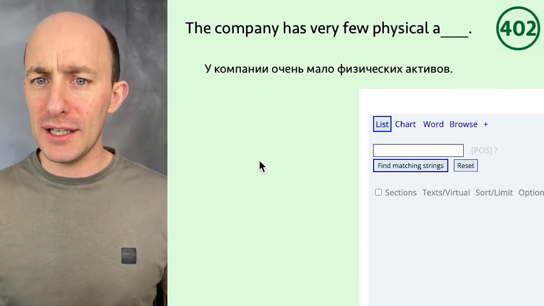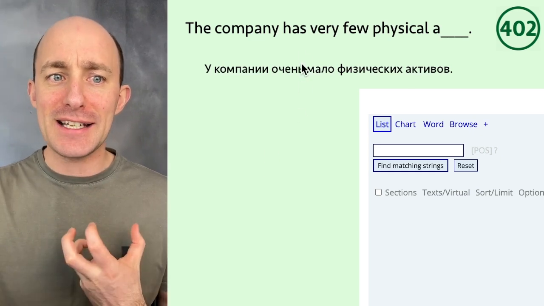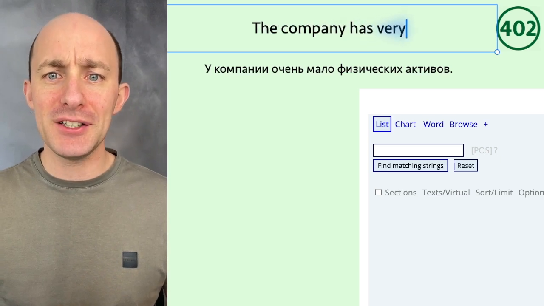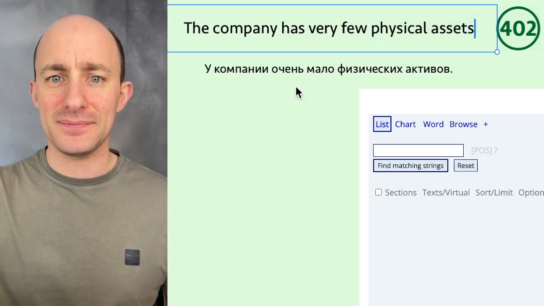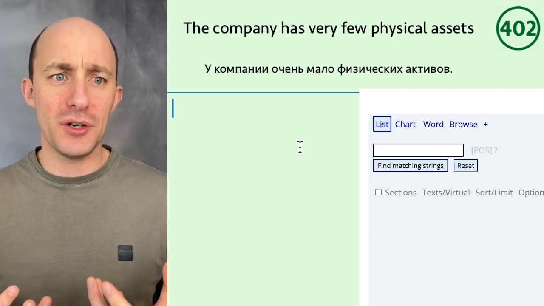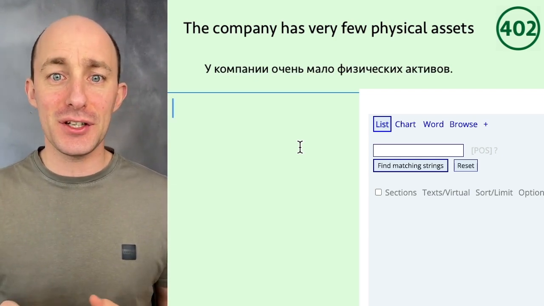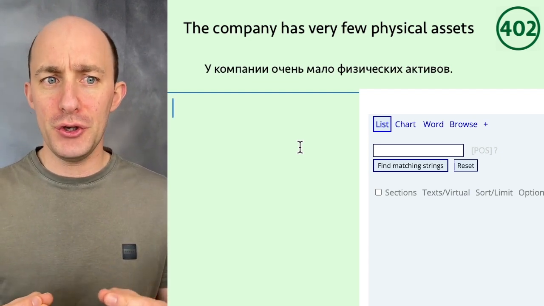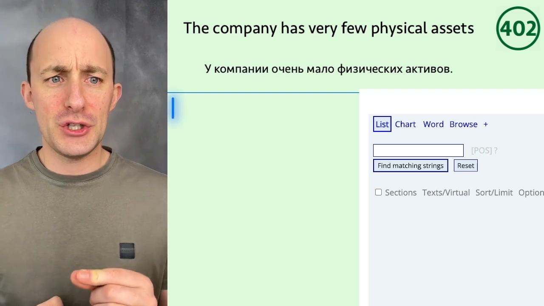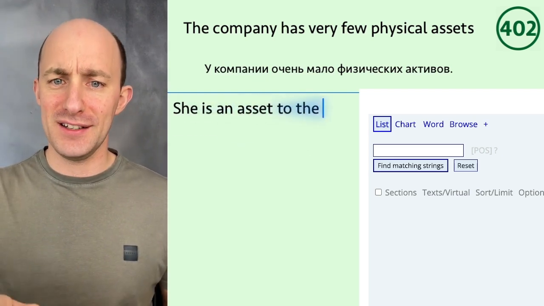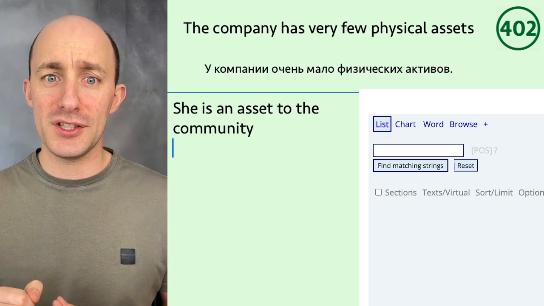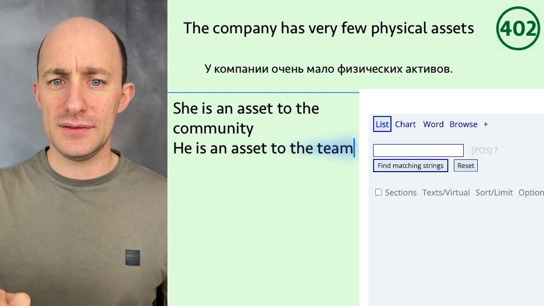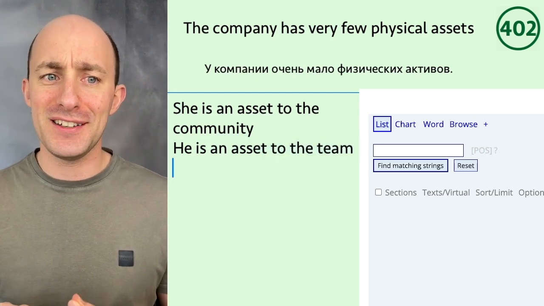У компании очень мало физических активов. So, активы. What's активы? The company has very few physical assets. It's assets. So, when we talk about a company, an organization, we often talk about assets. They can be physical assets, but you can also speak about human assets. And you can say, she is an asset to the community. So she's a valuable person in the community. He is an asset to the team. He's a valuable person in the team.